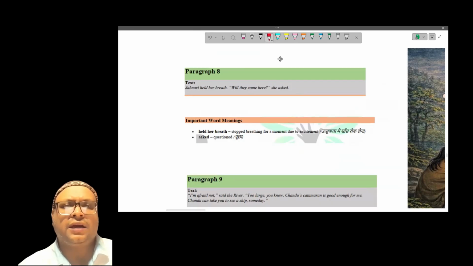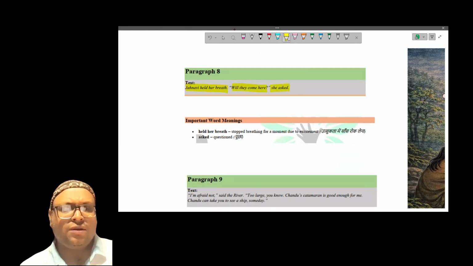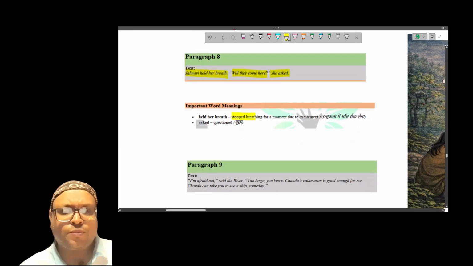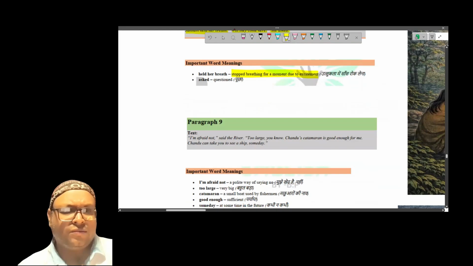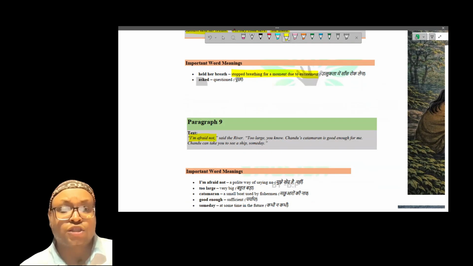Jahnavi held her breath. "Will they come here?" she asked. Now, held her breath means stopped breathing for a moment due to excitement. The river said, "I am afraid not." What will not come? The ships will not come.